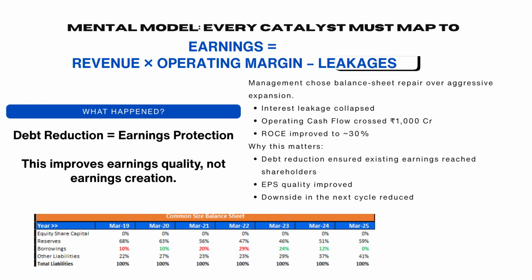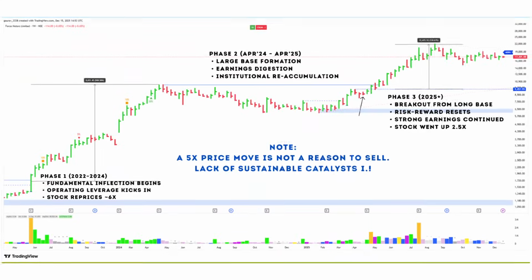Operating cash flow immediately crossed 1000 crore, and ROCE, which is return on capital employed, improved to almost 30%. Now whatever earning the business was generating, a large portion was actually reaching the shareholder, and that is why the market started rewarding the stock price. Now let's quickly connect everything we have discussed fundamentally with the price behavior.